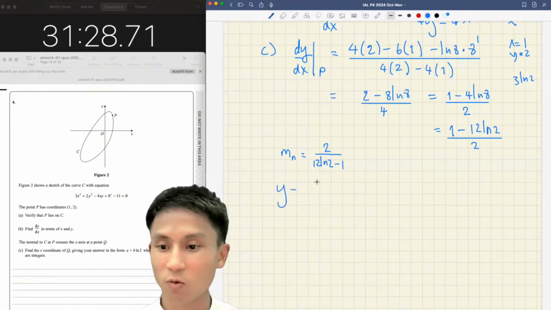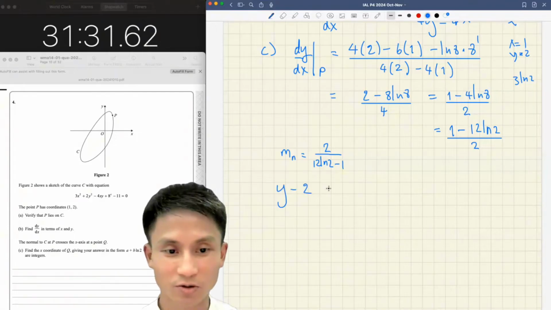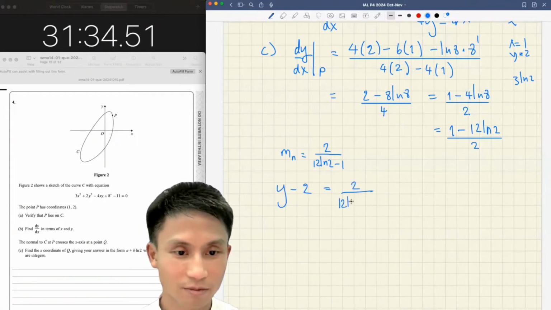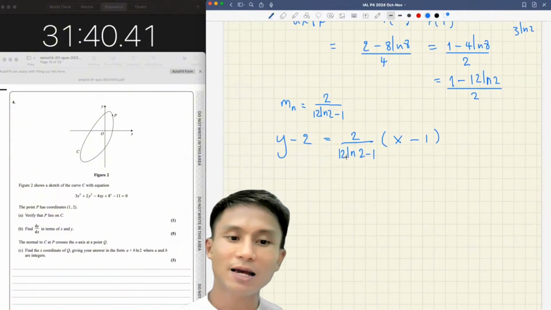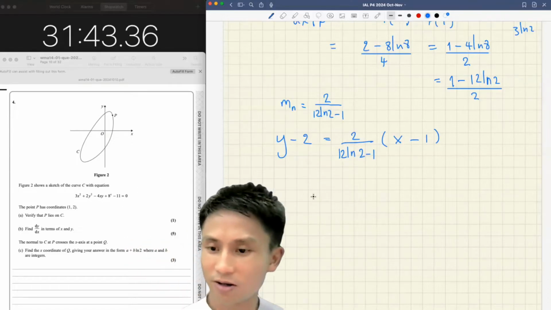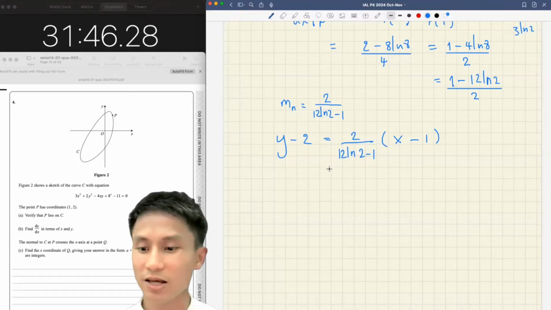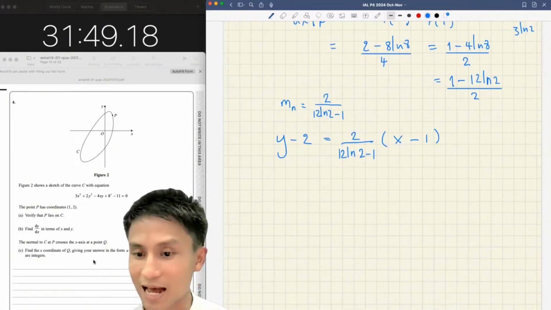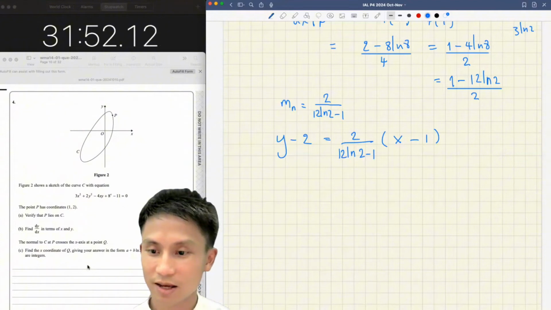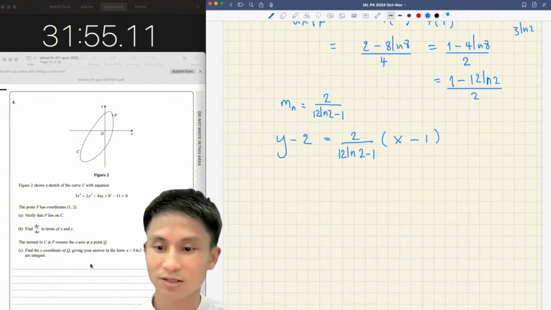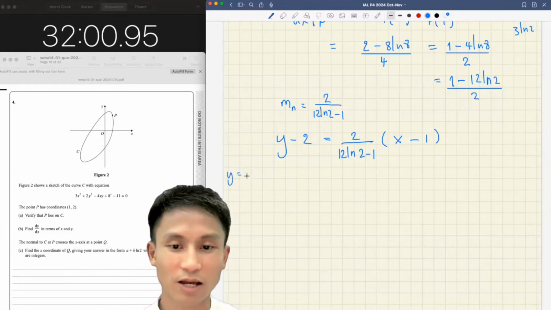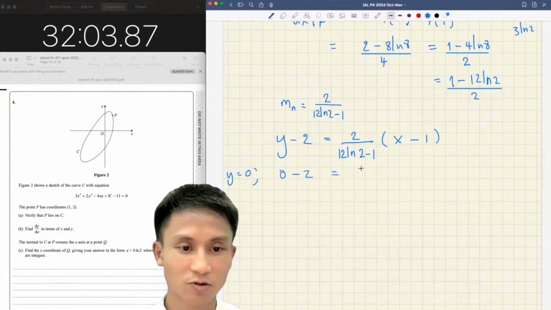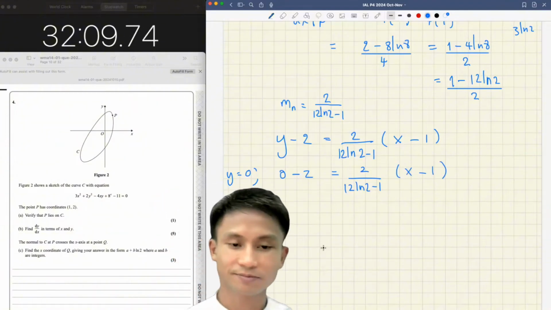So y minus y1, with y of point P being 2, equals m, which is 12 ln 2 minus 1, times x minus x1. Hang on, we don't need to find the linear equation, because we are asked to find the x coordinate. The normal to C at P crosses the x-axis at point Q, and crossing the x-axis means y equals 0. So we put y equals 0 here, so 0 minus 2 equals all that again, and then we need to find this x.